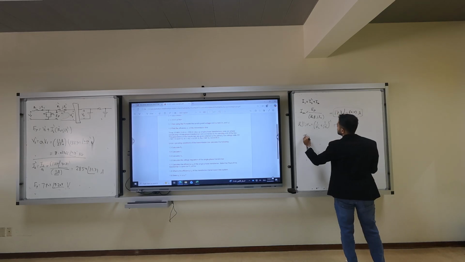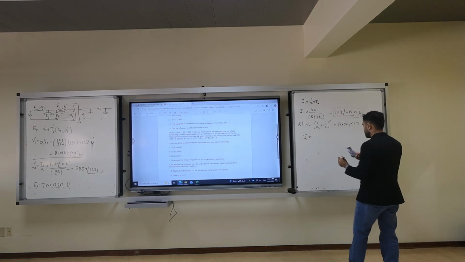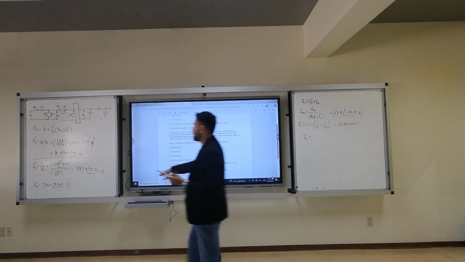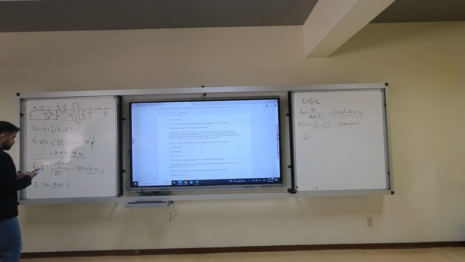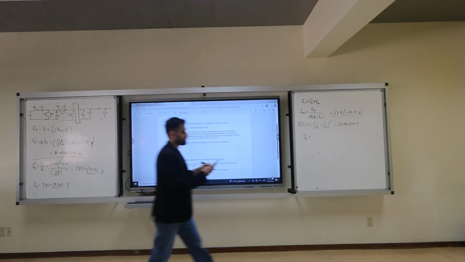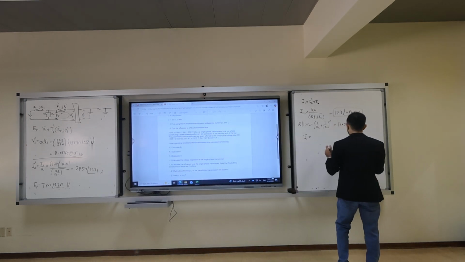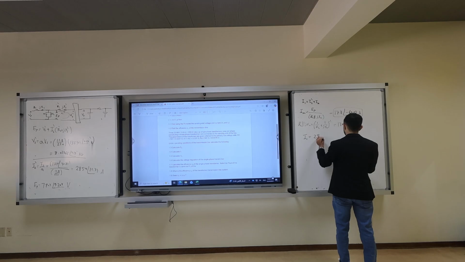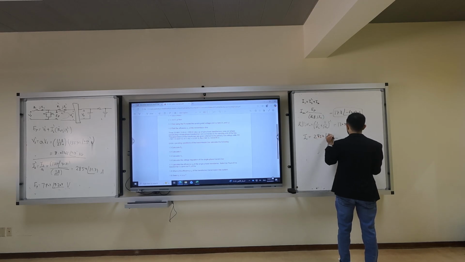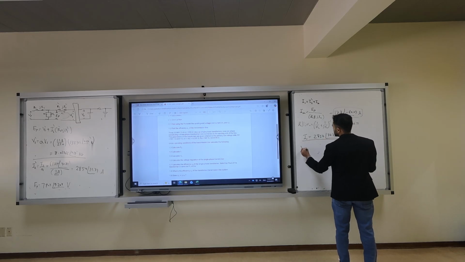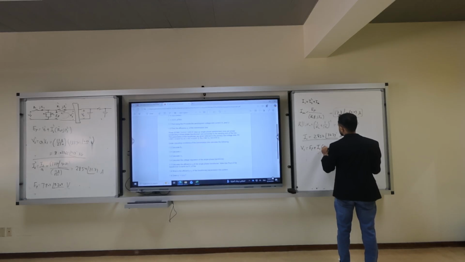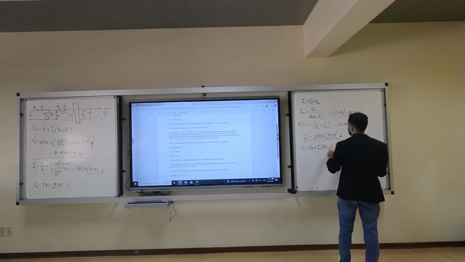So what is I1? Is answer plus I2, 2854 angle 32.73. So you should get something closer to 2852 angle 32.39 amp. So what is V1? Is EP plus I1 times R1 plus JX1.